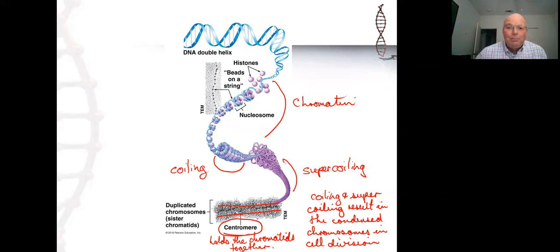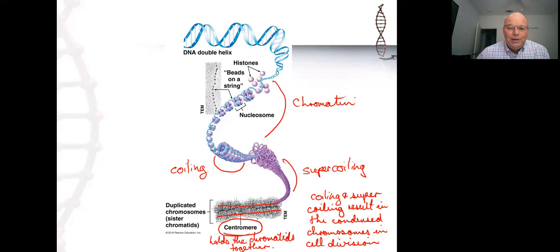Well, for two reasons. Number one, it's easier to move them around in this condensed form than it would be if they were in their chromatin form. Just think about it this way, which is easier to move, a 10-foot length of string or that same 10-foot length of string rolled up into a little ball? And obviously the answer is the rolled up little ball. A lot easier to move it around. So by condensing the DNA molecules down to these tight packages, it makes them a lot easier to move.